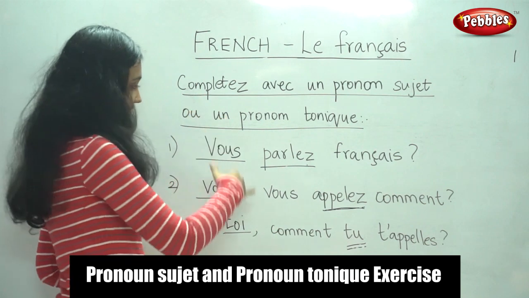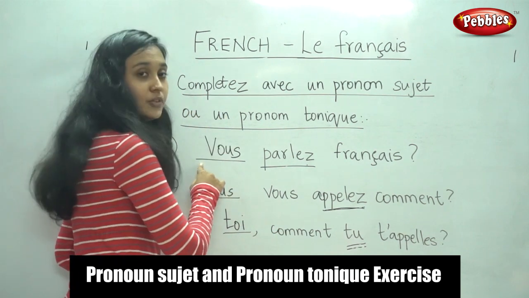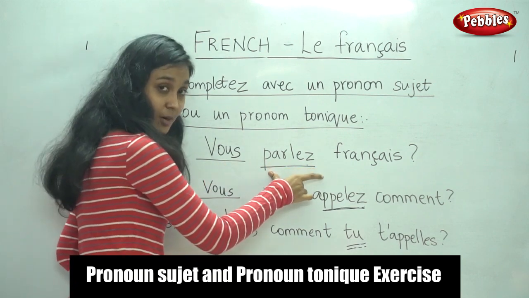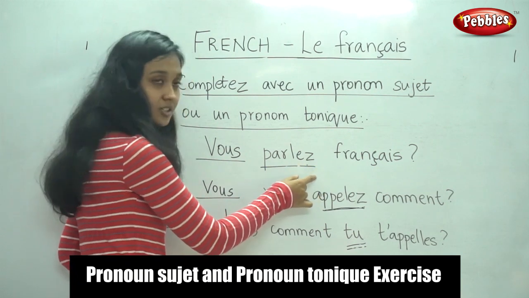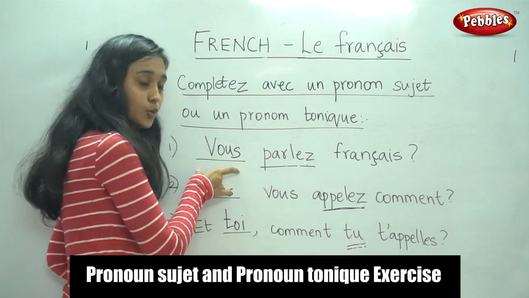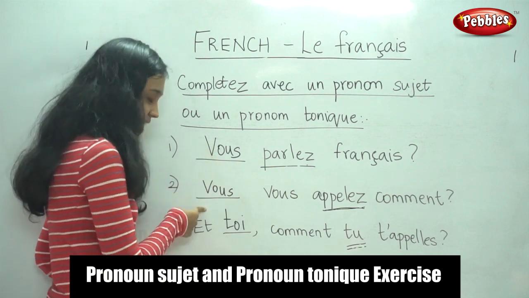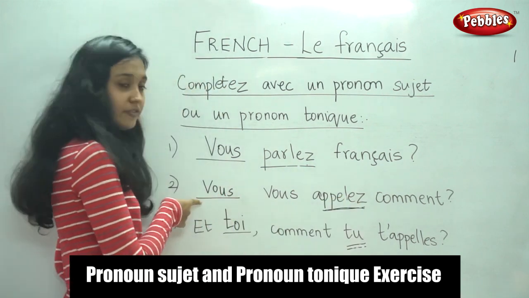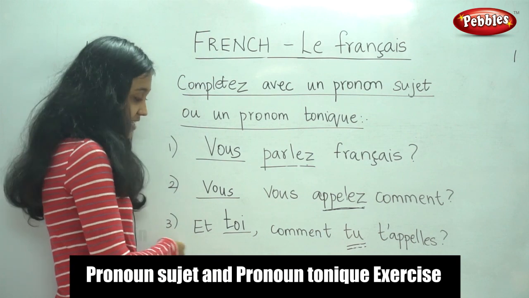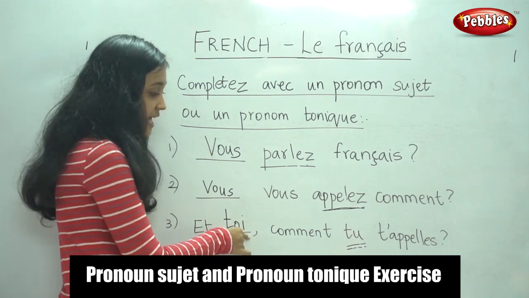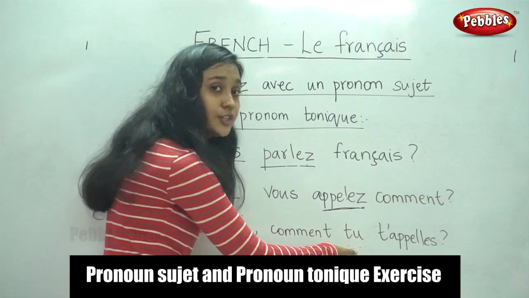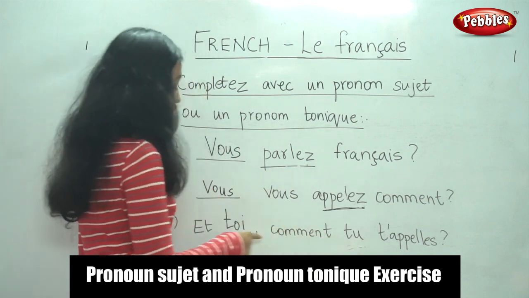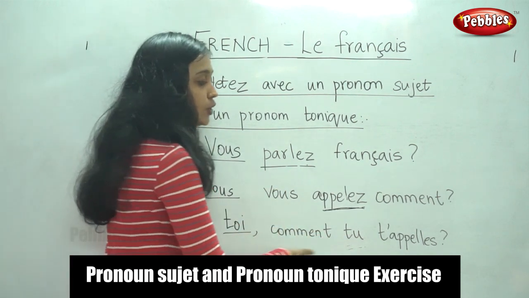So, let us go over these 3 sentences once again. Here, we filled in a subject pronoun. And how did we know it is vous? Because the verb was conjugated with EZ, which is the conjugation for vous. Therefore, we filled vous. For the second sentence, also the verb was conjugated for vous. Therefore, we filled vous. The third sentence, we had to fill a pronom tonique. And we had the subject pronoun tu in the sentence. Therefore, we know that the pronom tonique for tu is toi. So, et toi, comment tu t'appelles?